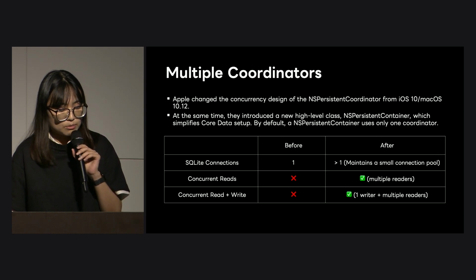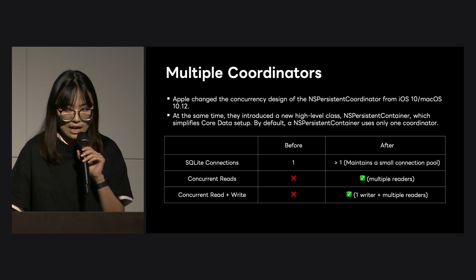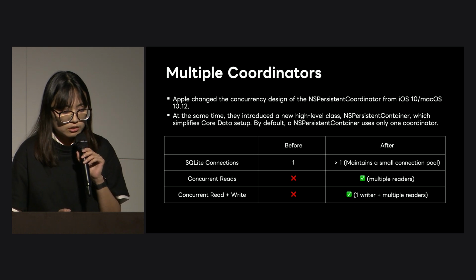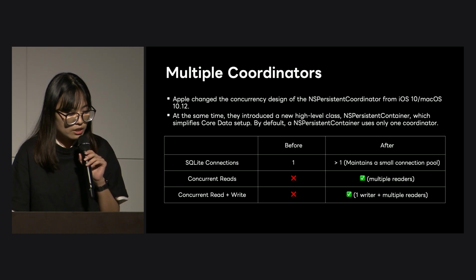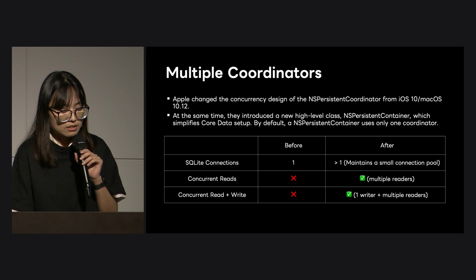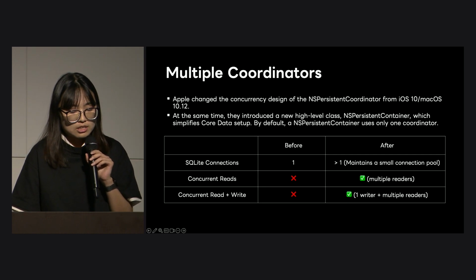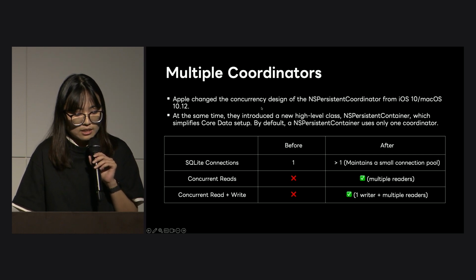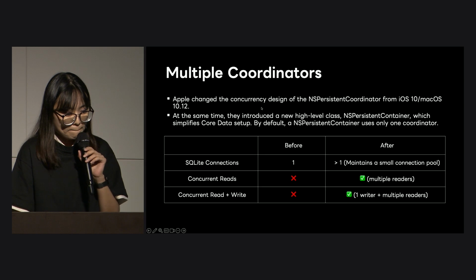Generally, more coordinators means higher memory usage. And since we can benefit from the row cache when using a single coordinator, we prefer to use a single coordinator in most cases. Another reason is, at the same time, Apple introduced a new high-level class, NSPersistentContainer, which simplifies coordinator setup. By default, it uses only one coordinator, and is now the recommended and simplest way to build a core data stack.